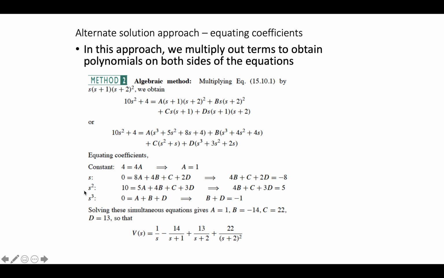We then do the same thing for s squared and s cubed, and what we end up with now are 4 equations and 4 unknowns. So you could solve the equations simultaneously, and if you do that, you should get exactly the same result that we got in the previous example.